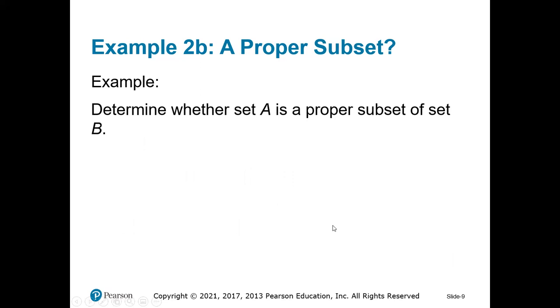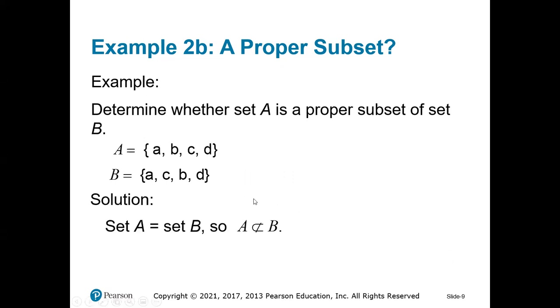Okay, here's another example. Let's determine whether set A is a proper subset of B. Here's set A and here's set B. Is A a subset of B? Yes. Is it a proper subset? No, because A and B are equal. So the solution: A is not, you see that slash here, to say it is not a proper subset of B.